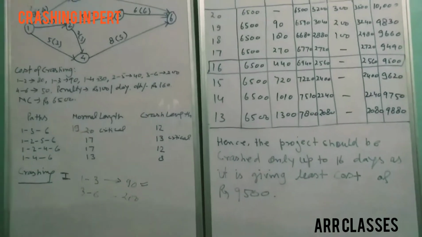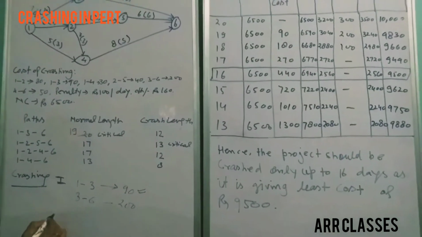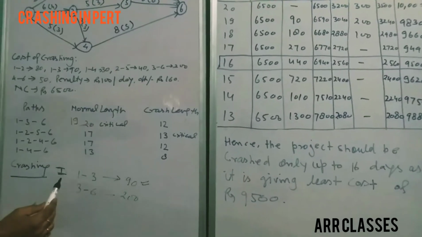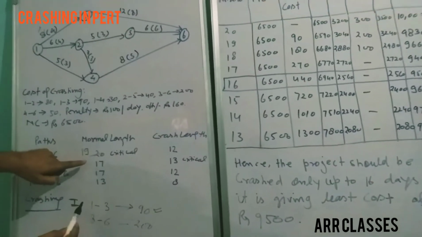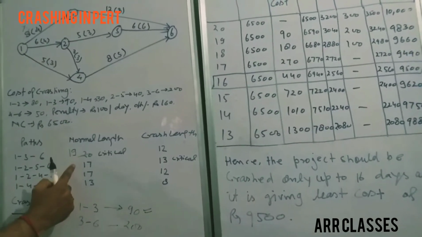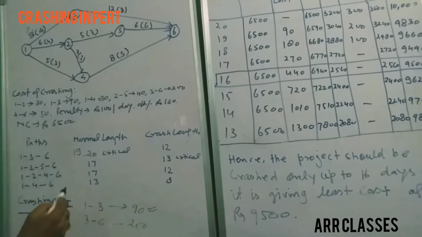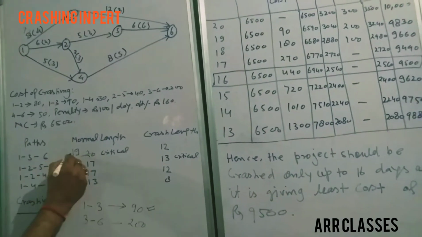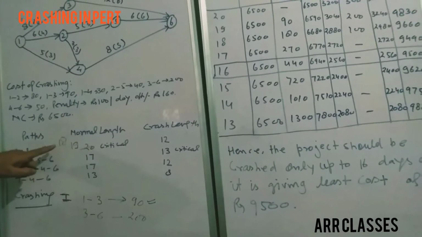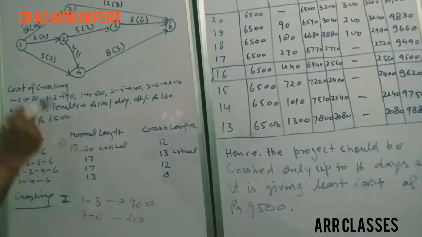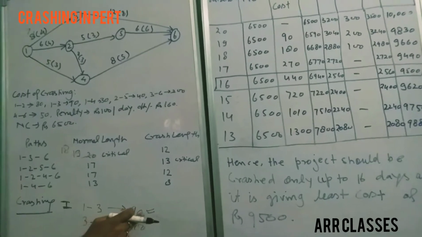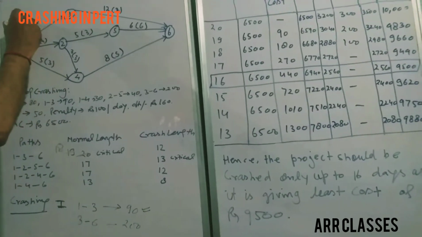Now the next reduction, that is crashing second. The same will be for crashing second also, because the other path's critical time is 17 days, so we can crash the same activity here, it becomes 18, and only the same activity will be crashed because it is involving 90 as cost of crashing, so it becomes 6 here.